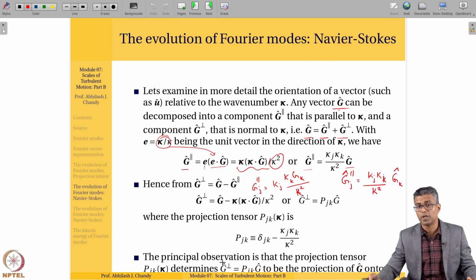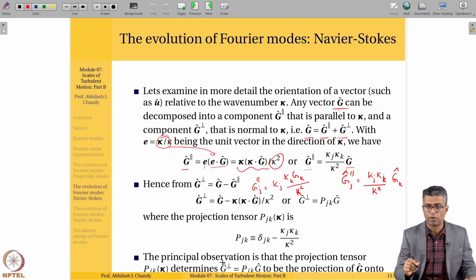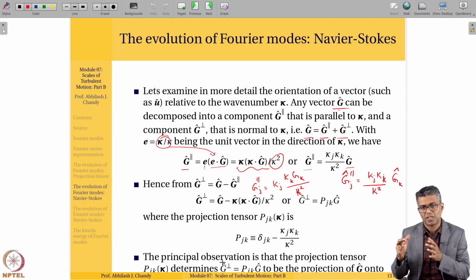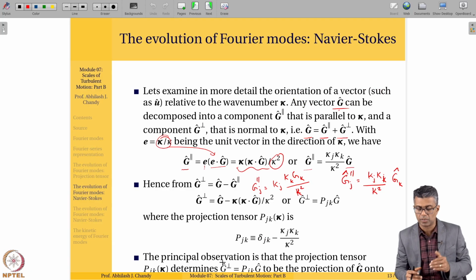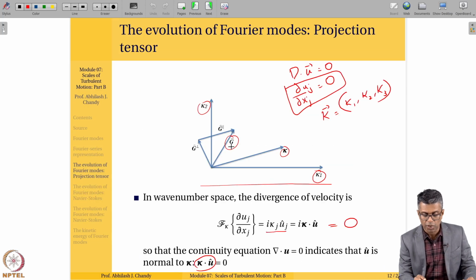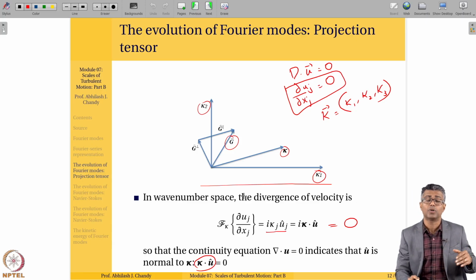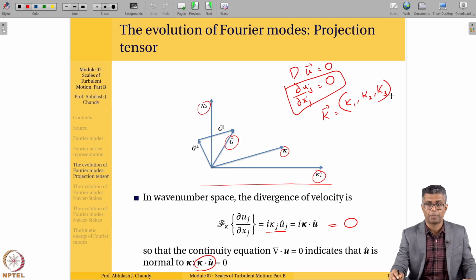Now, before we do the Navier-Stokes equations, we wanted to try and set some background for an arbitrary vector, say g hat, and you will see where we are going with this in a few slides. Let's say you have an arbitrary vector g hat, as shown here in this picture, in an arbitrary direction relative to a wave number vector kappa. And kappa is in 3D space, so kappa 1, kappa 2, kappa 3. I've only shown kappa 1 and kappa 2 just for simplification.